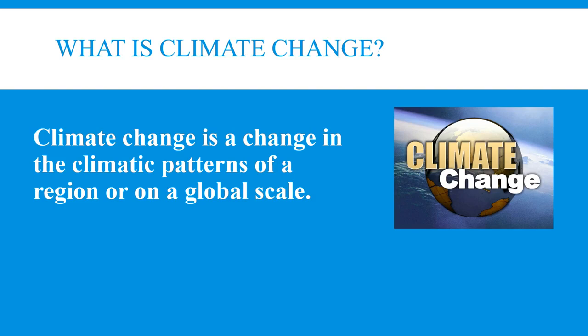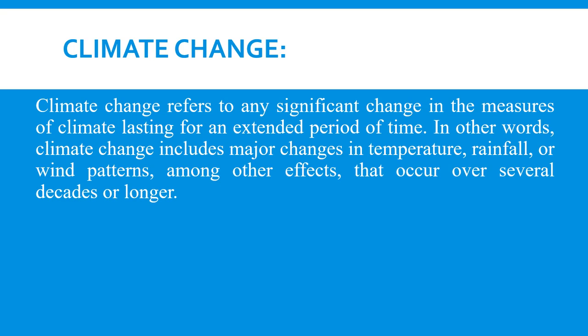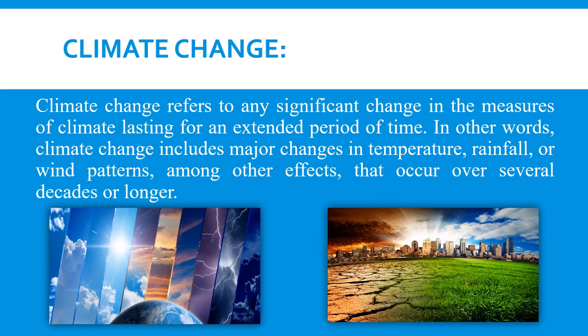Let's discuss it in detail to comprehend it. Climate change refers to any significant change in the measures of climate lasting for an extended period of time. In other words, climate change includes major changes in temperature, rainfall, and wind patterns, among other effects, that occur over several decades or longer. It is hoped that now the point will be clear.